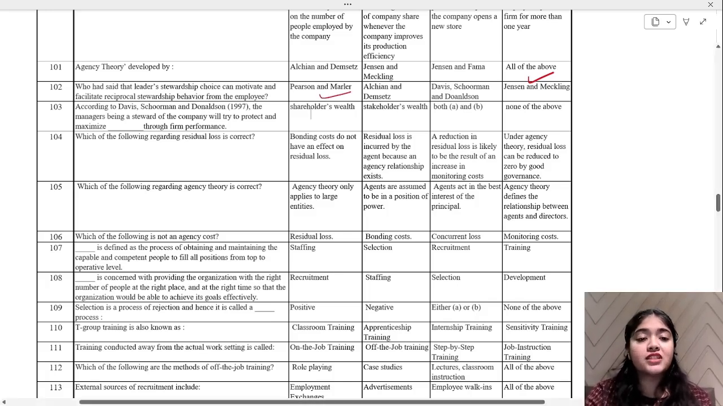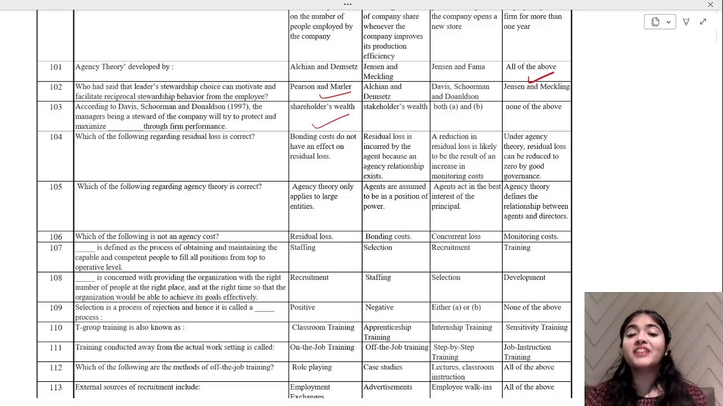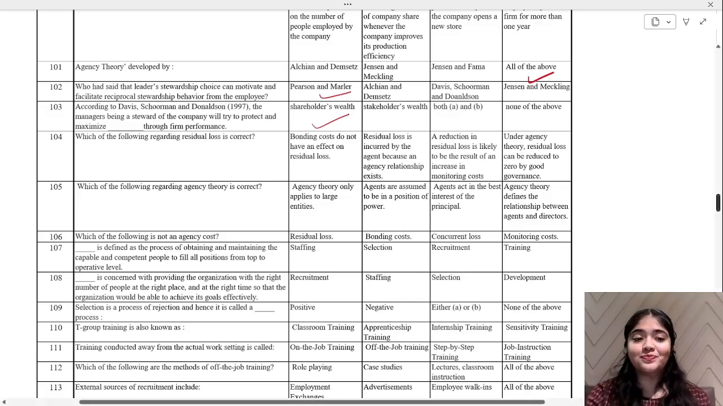According to Davis, Schoorman and Donaldson, 1997, the managers, being a steward of the company, will try to protect and maximize dash through firm's performance. What? Shareholders' wealth, stakeholders' wealth, both A and B, or none of the above. They will always try to maximize the shareholders' wealth.